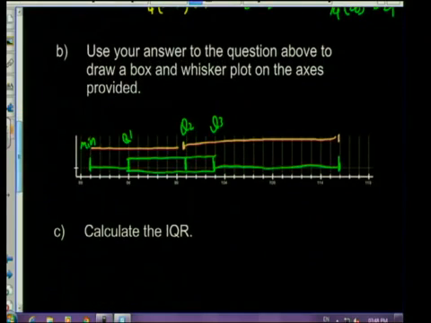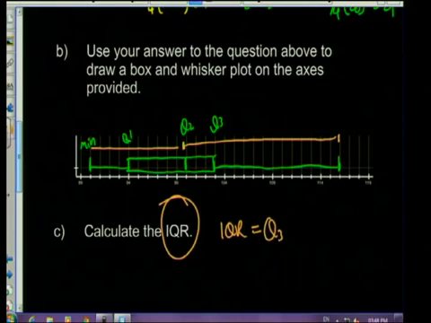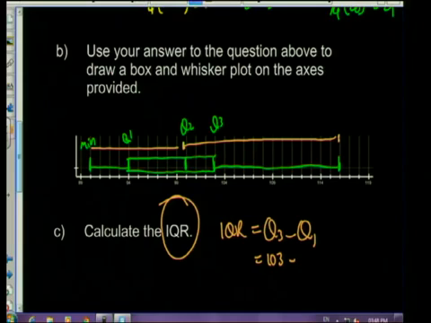Calculate the interquartile range. The interquartile range is the range of your middle 50% of data. So IQR is always whatever your Q3 value is minus whatever your Q1 value is. So the Q3 value, I worked it out, but I can read from the box and whisker, is 103. Minus the Q1 value is going to be 94.